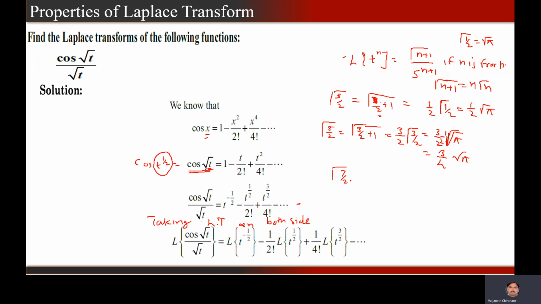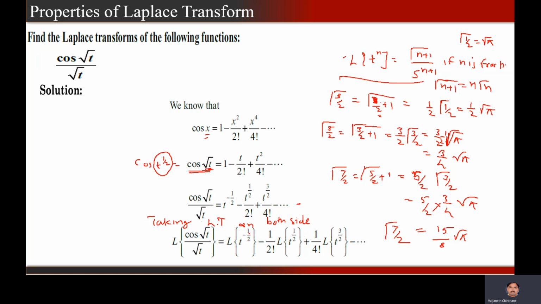Similarly, gamma of 7 by 2 is equal to gamma of 5 by 2 plus 1, which is 5 by 2 gamma of 5 by 2. And the value of gamma of 5 by 2 is 3 by 4 under root pi. So that is equal to 15 by 8 under root pi, the value of gamma of 7 by 2. Why do we do so? Because here we use this formula.